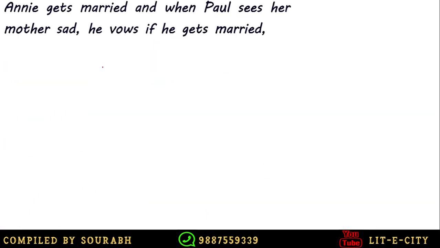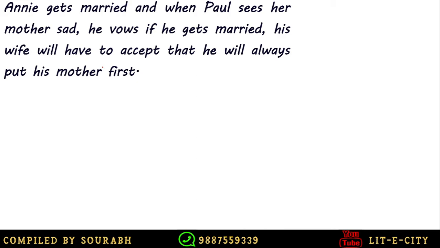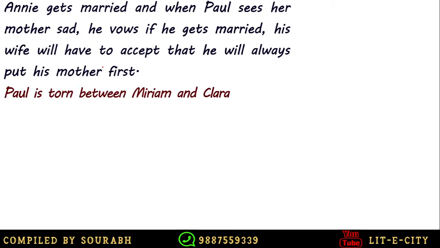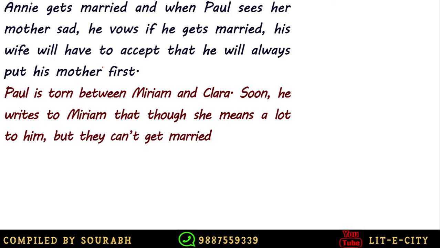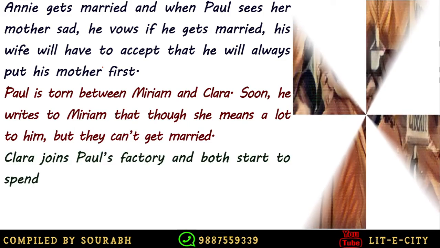Now Annie, the daughter, gets married, and when Paul sees his mother sad, he vows that if he gets married, his wife will have to accept that he will always put his mother first. Paul is torn between Miriam and Clara. Soon he writes to Miriam that though she means a lot to him, they can't get married.